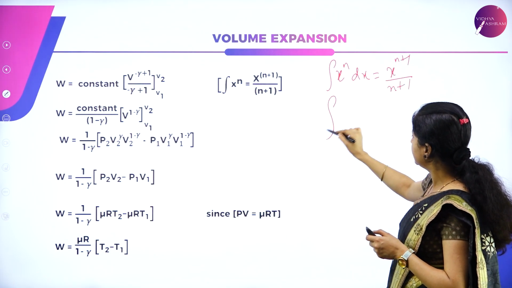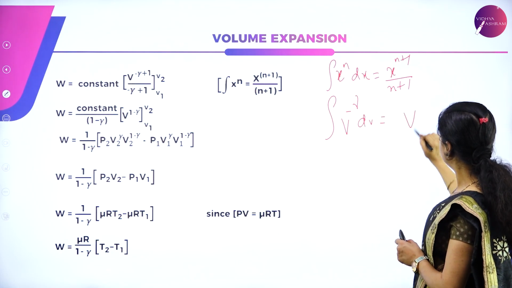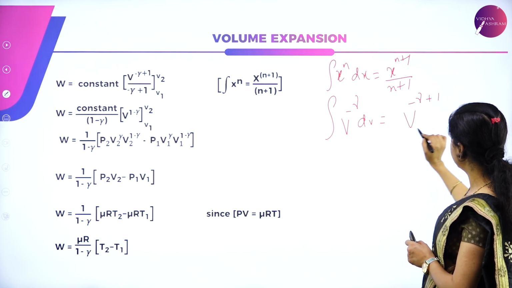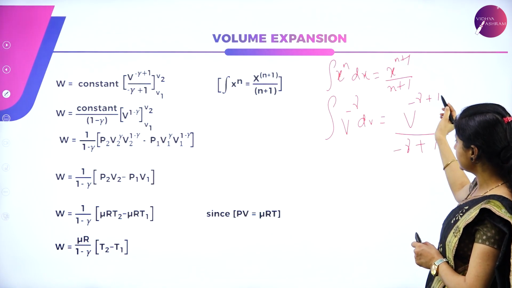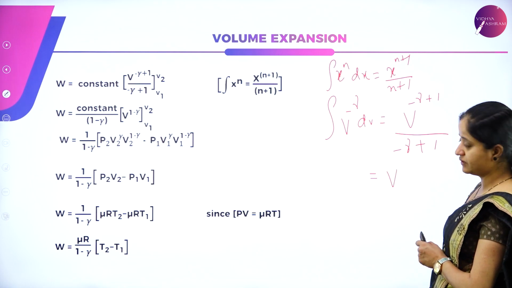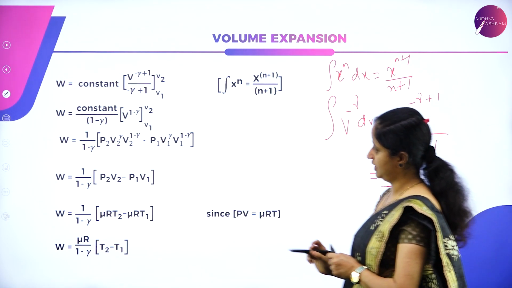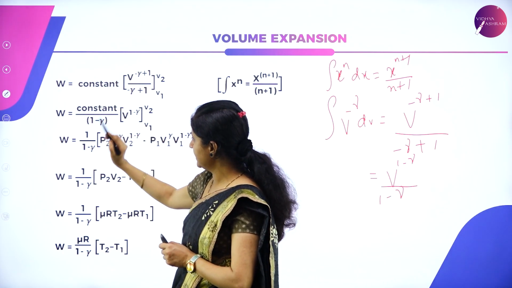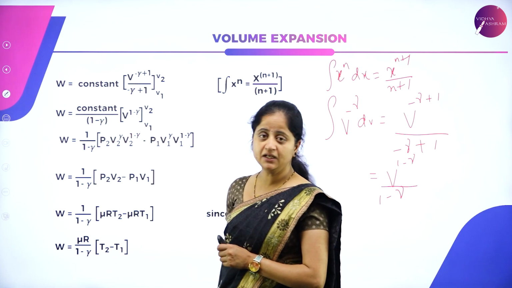Now we have the integral of V^(-γ) dV, which gives V^(-γ+1) divided by (-γ+1). This -γ+1 can also be written as V^(1-γ) divided by 1-γ, and hence we get constant divided by 1-γ, which can be taken out.